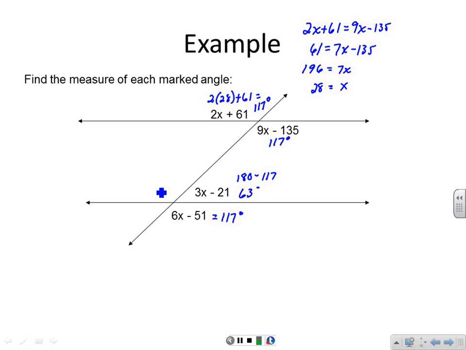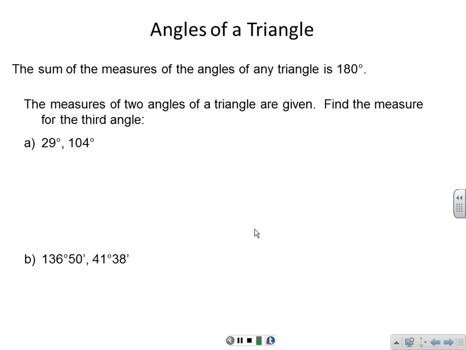So if you know those properties, you can find the measures of these angles really quickly without having to actually plug in and do the algebraic expression. Alright, angles of a triangle. This is another property that you need to know. The sum of the measures of the angles of any triangle is 180 degrees.